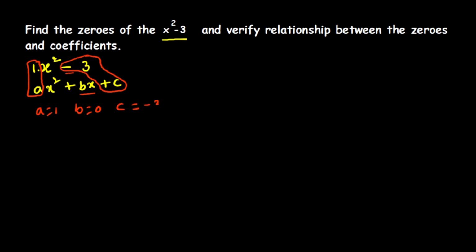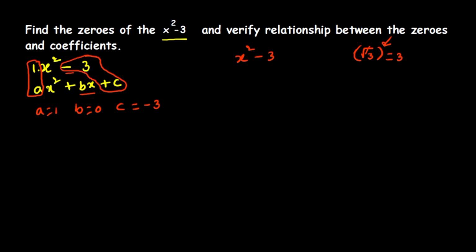Now how to write this into factors? It's very easy. Just take x square minus 3. And how do we write this 3 as a square? That is root 3 whole square, because when root 3 is squared, the square and root get cancelled, and we get 3 again.